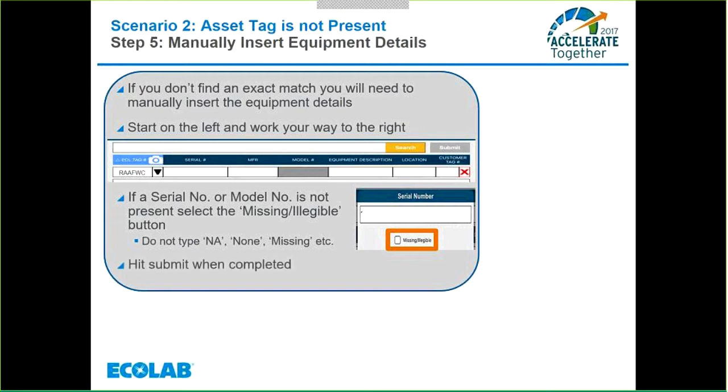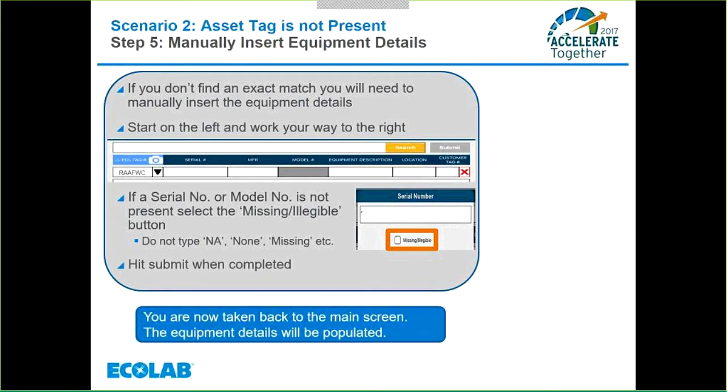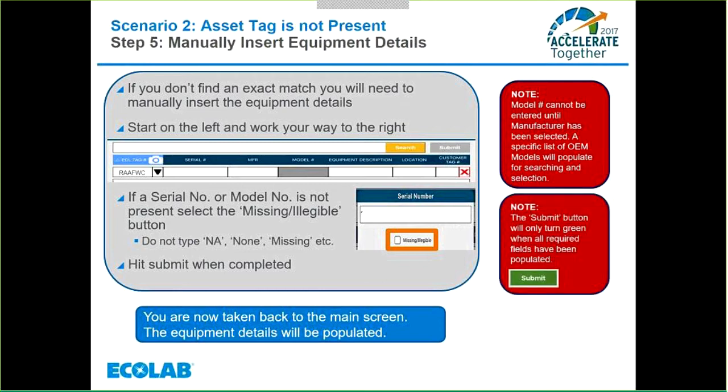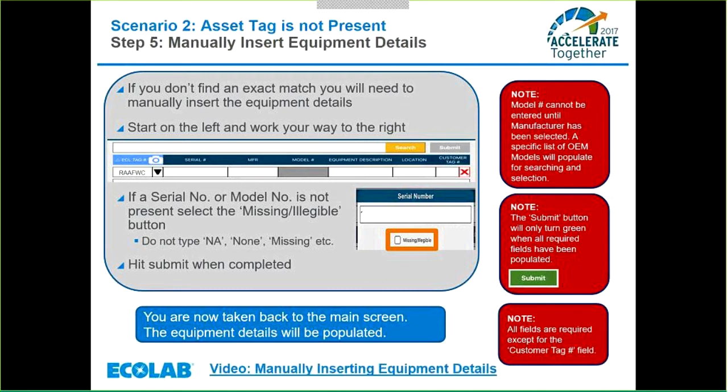Hit Submit when completed. You will now be taken back to the main screen and the equipment details will be populated. Note, model number cannot be entered until manufacturer has been selected. A specific list of OEM models will populate for searching and selection. Note also that the Submit button will only turn green when all required fields have been populated. All fields are required except for the customer tag number field. Let's watch a video of this in process.